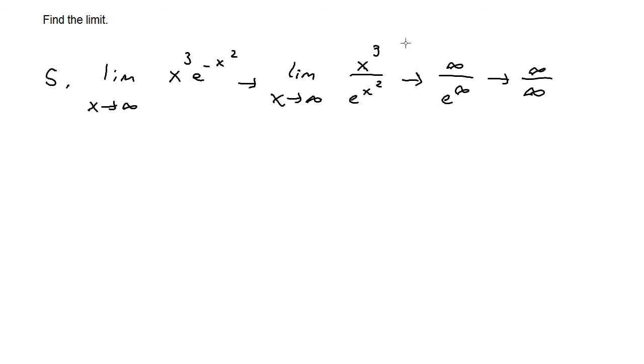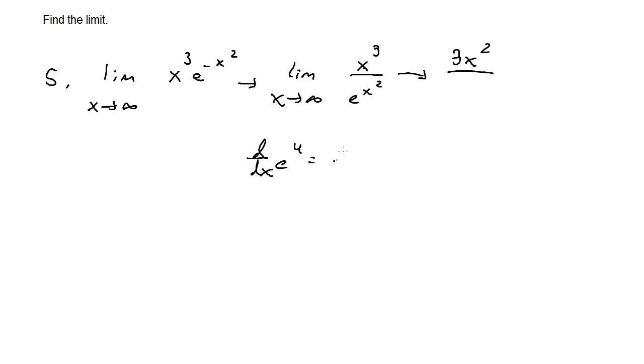So the derivative of the numerator, the derivative of x cubed, is going to be 3x squared. And then we have over the derivative of e to the x squared. Now remember, the derivative of e raised to some function u is going to be e to the u times u prime, basically a chain rule. So the derivative of e to the x squared is going to be e to the x squared times the derivative of that inside function. The derivative of x squared is going to be 2x.